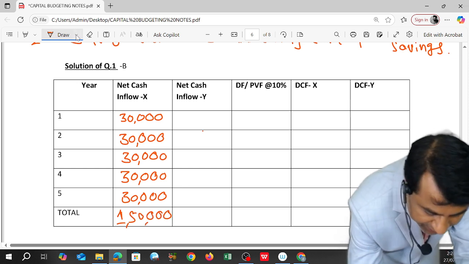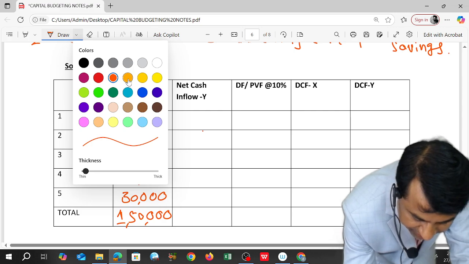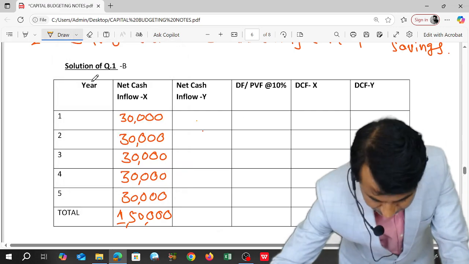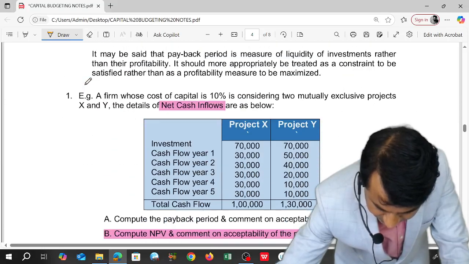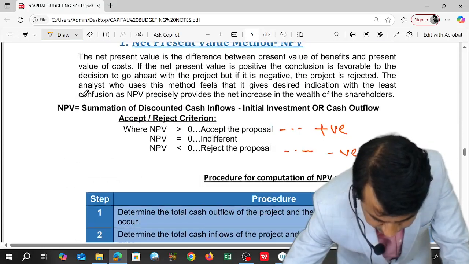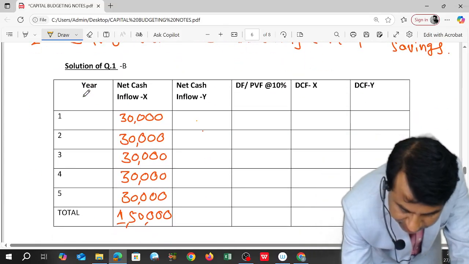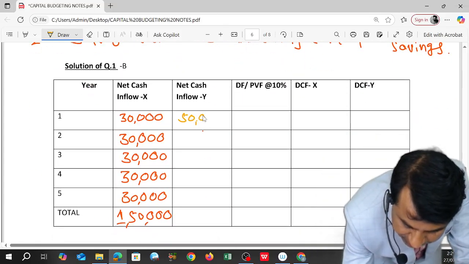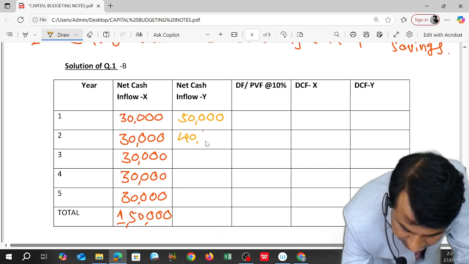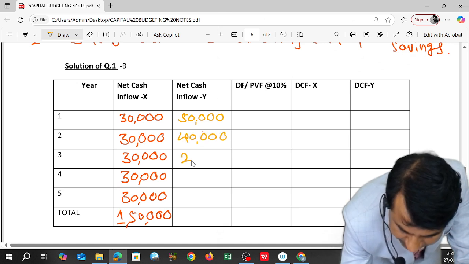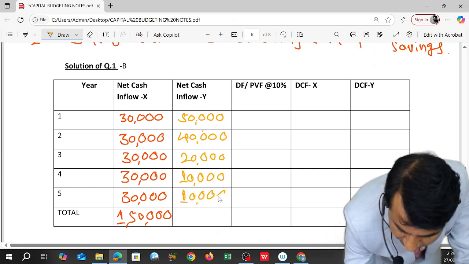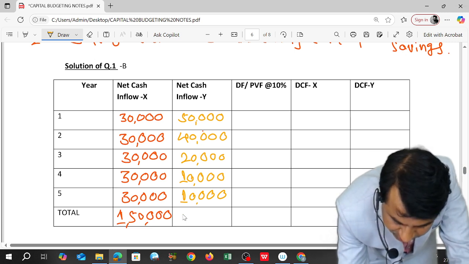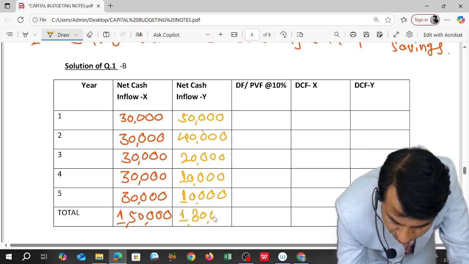Whereas for project Y, the cash inflows are given differently, and those are, you can check it here, 50, 40, 20, 10, 10. So these are the cash inflows. First is 50, then 40, 20, and finally 10 each for the last 2 years, and the total is 50 plus 40, 90, 110, and 20, it is 1,30,000. So this is the total.